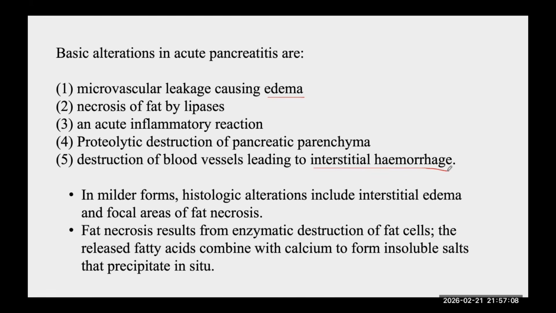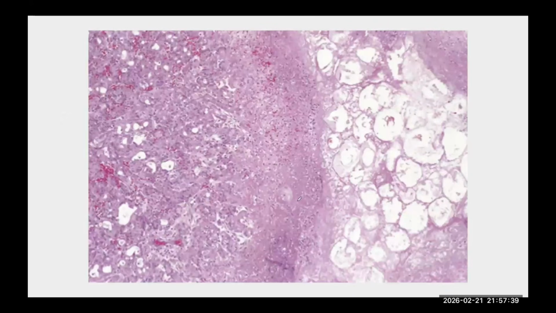Now, as I mentioned, it's a spectrum. There are milder and more severe cases. In milder forms, the histological alterations include interstitial edema and focal areas of fat necrosis. The fat necrosis results from the enzymatic destruction of fat cells. As I mentioned, this happens by lipases. This is an important thing to remember, so I'll just write it down for you. Excuse my handwriting. They release fatty acids, which combine with calcium, and then they form insoluble salts that precipitate in situ.